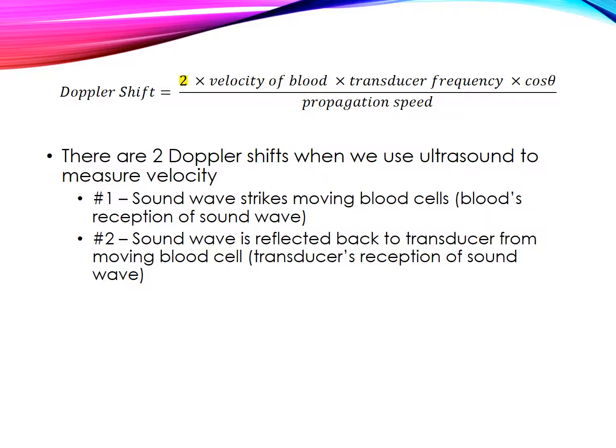As I had mentioned on an earlier slide, that 2 is always going to be there. That 2 does not change to another number, it is just there. So you'll need to know that to make sure to put that into your equation when you're memorizing this Doppler shift equation. And it accounts for the fact that there's actually two Doppler shifts occurring while the transducer is transmitting, and then again while it's receiving sound.